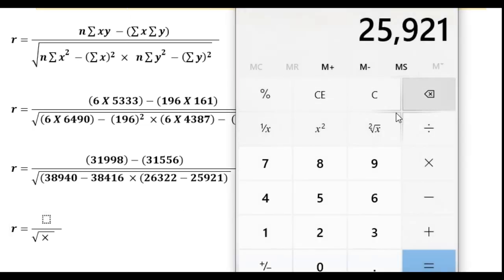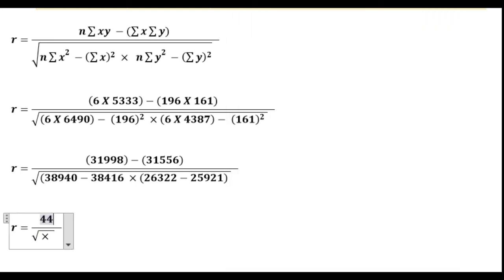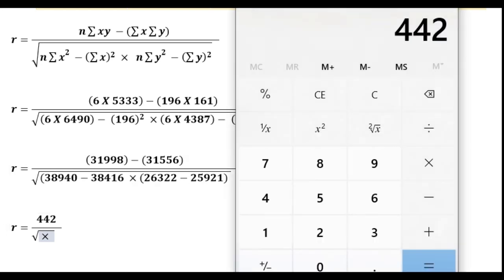So that is 31,998, you can use your calculator, minus 31,556, which is equal to 442. Now in the denominator you have to find a few differences. Let me calculate that now. First, 38,940 minus 38,416, which is equal to 524.